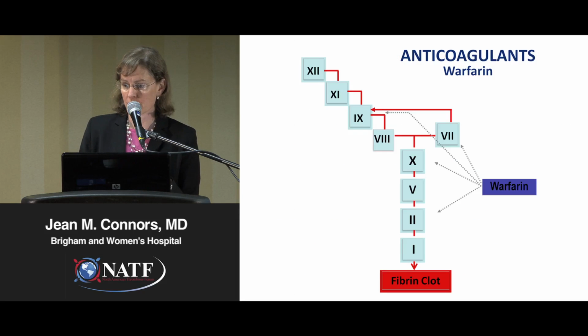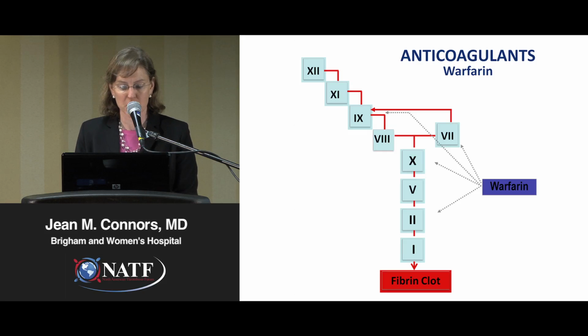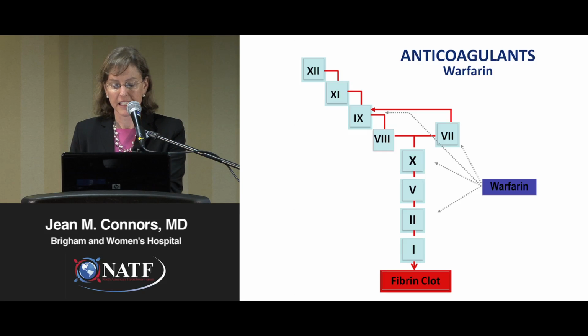Again, the picture of our clotting cascade. This is the last time I'll show this. Warfarin affects the activity level by preventing production of factor 2, or prothrombin, factor 7, factor 10, and factor 9.